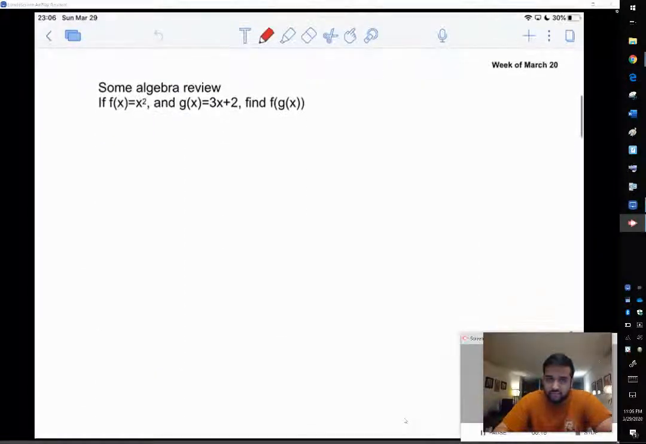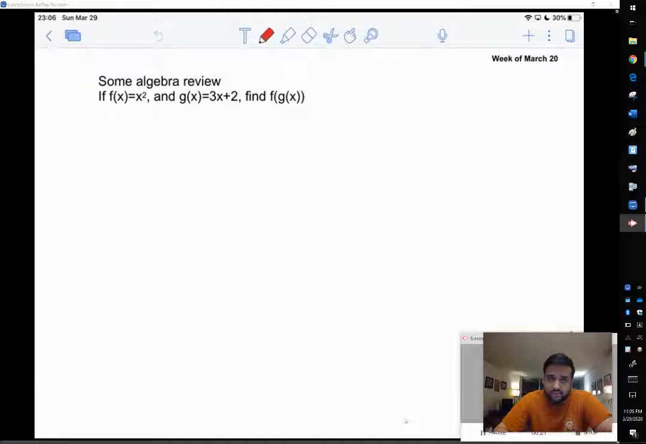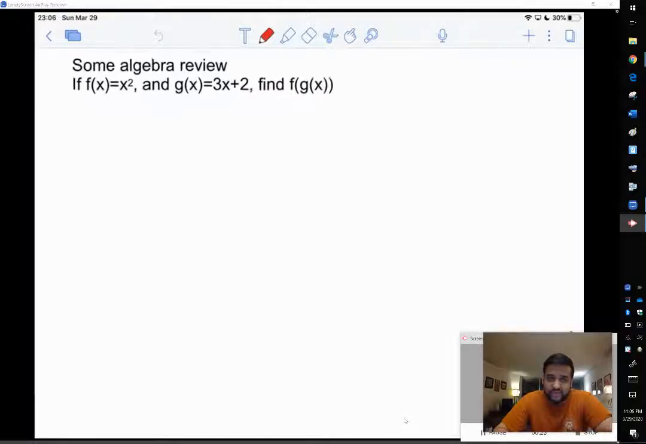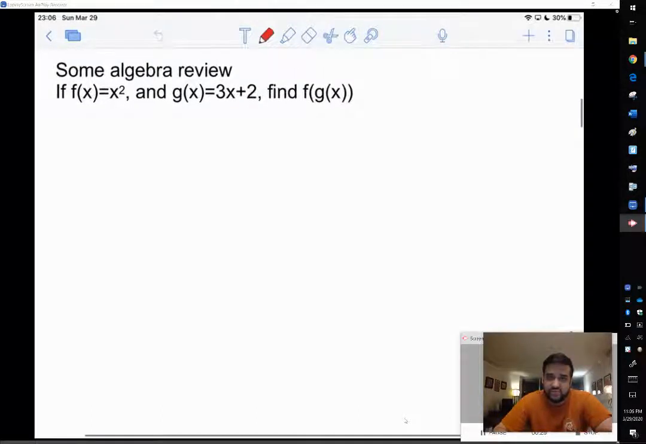First, a little bit of review from algebra. If we're given that f of x is x squared and g of x is 3x plus 2, find f of g of x. Another way of writing this that may look more familiar to you, or maybe less familiar, is something like this. These mean the same thing, but what do they mean in the first place?